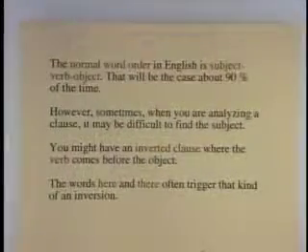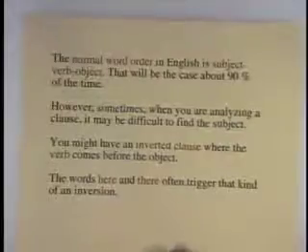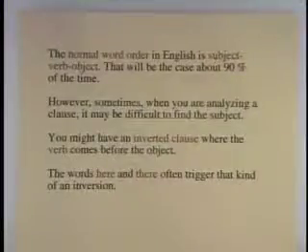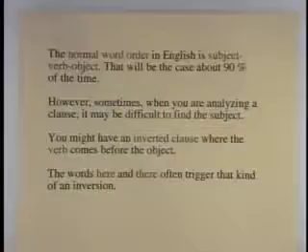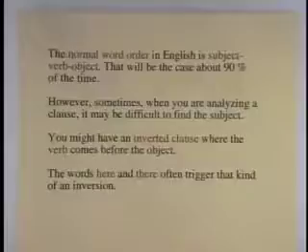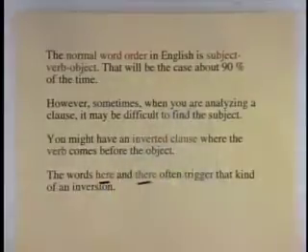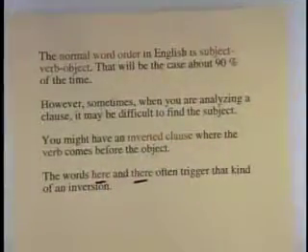Okay. The normal word order in English, I told you about 90% of the time, would be subject, verb, object. You might make a note about that somewhere. But sometimes, and this is not in your book, sometimes when you're analyzing a clause, it's difficult to find the subject. And sometimes that's because you have an inverted clause. You know that if normal word order 90% of the time is subject first, there's going to be a time when the subject is not first. There's going to be a time when the verb comes before the object. And these two words, here and there, often, but not always, trigger that kind of an inversion.